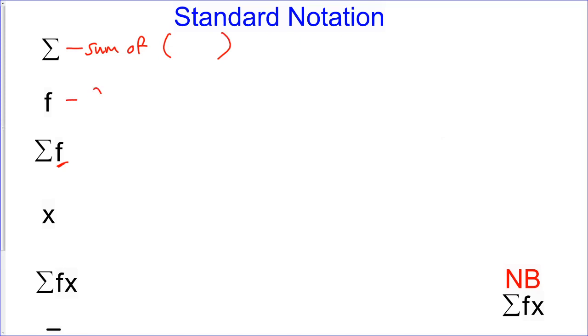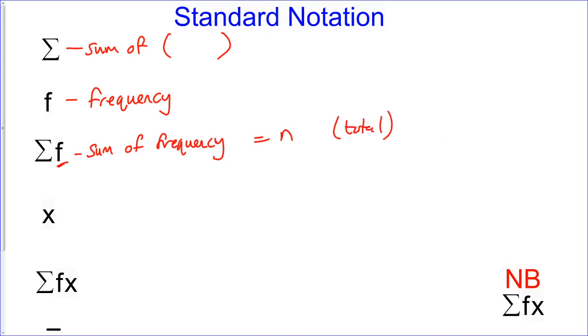F we're going to use as shorthand for frequency, which means sigma f is the sum of the frequency, which we're going to call n, our total number of things. So if you add up all the frequencies, that's what sum means, you'll end up with a total n. X we're going to use for any piece of data, so a result, a value.